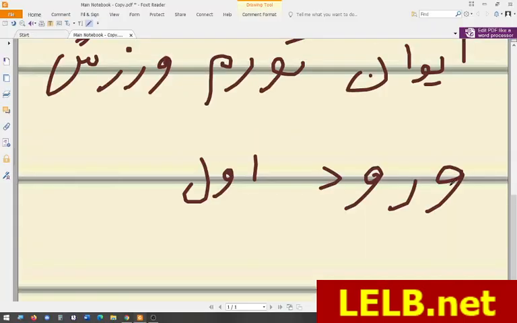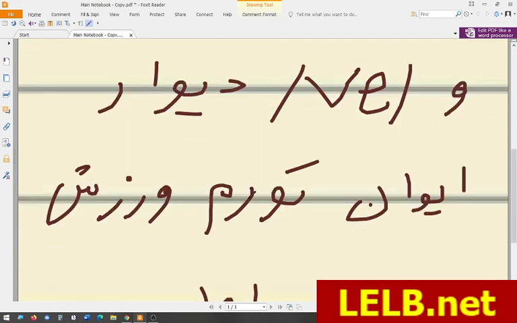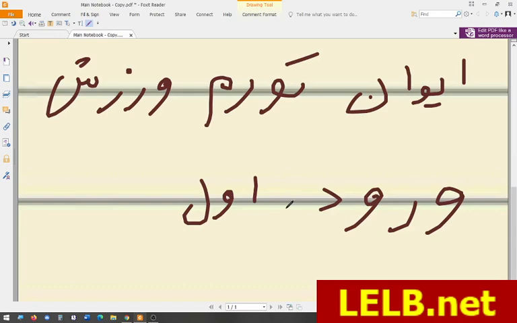As you can see, the shape of the attached and detached vav is similar. So as you can see here, in both attached and detached v, the form is similar. This is the attached v, and this one is the detached v. So the form is similar.